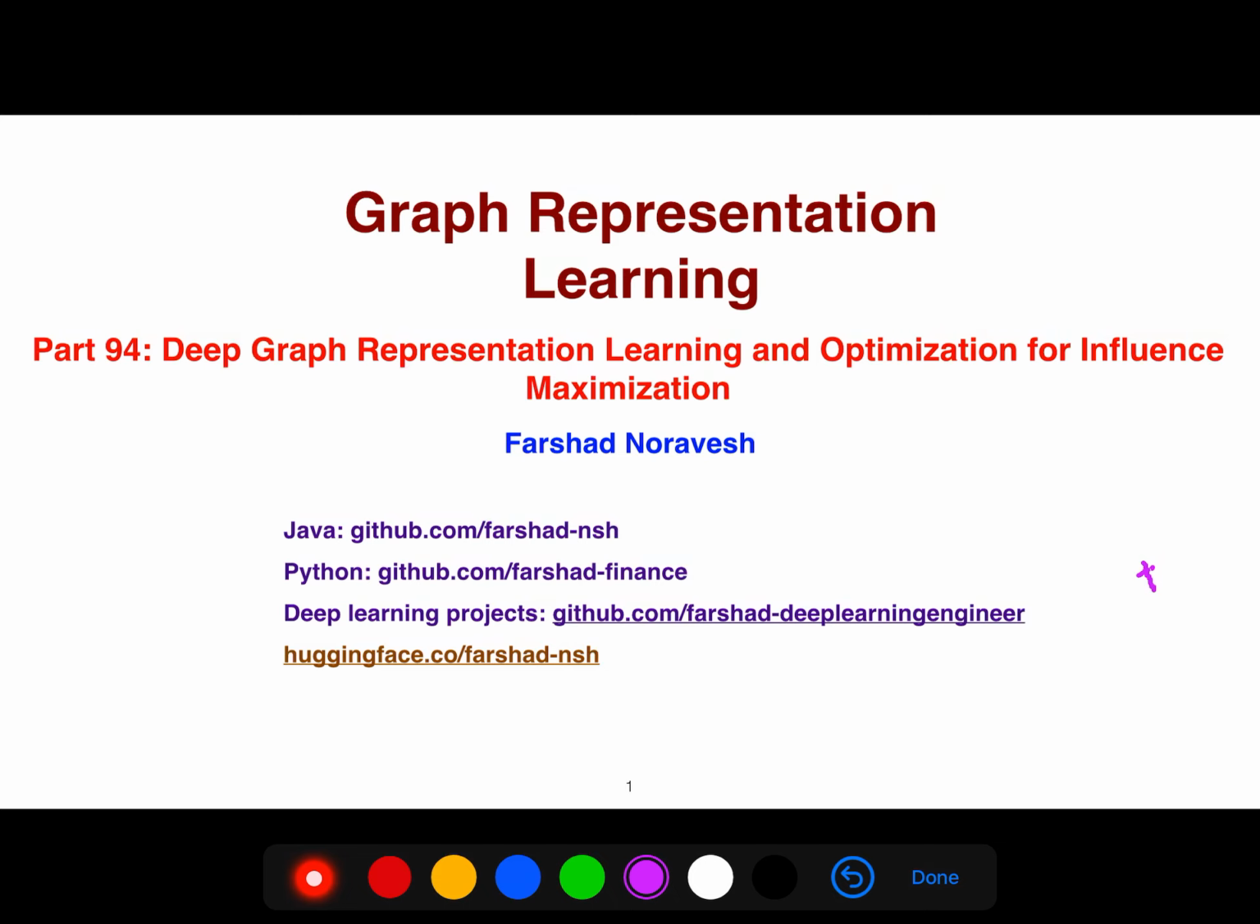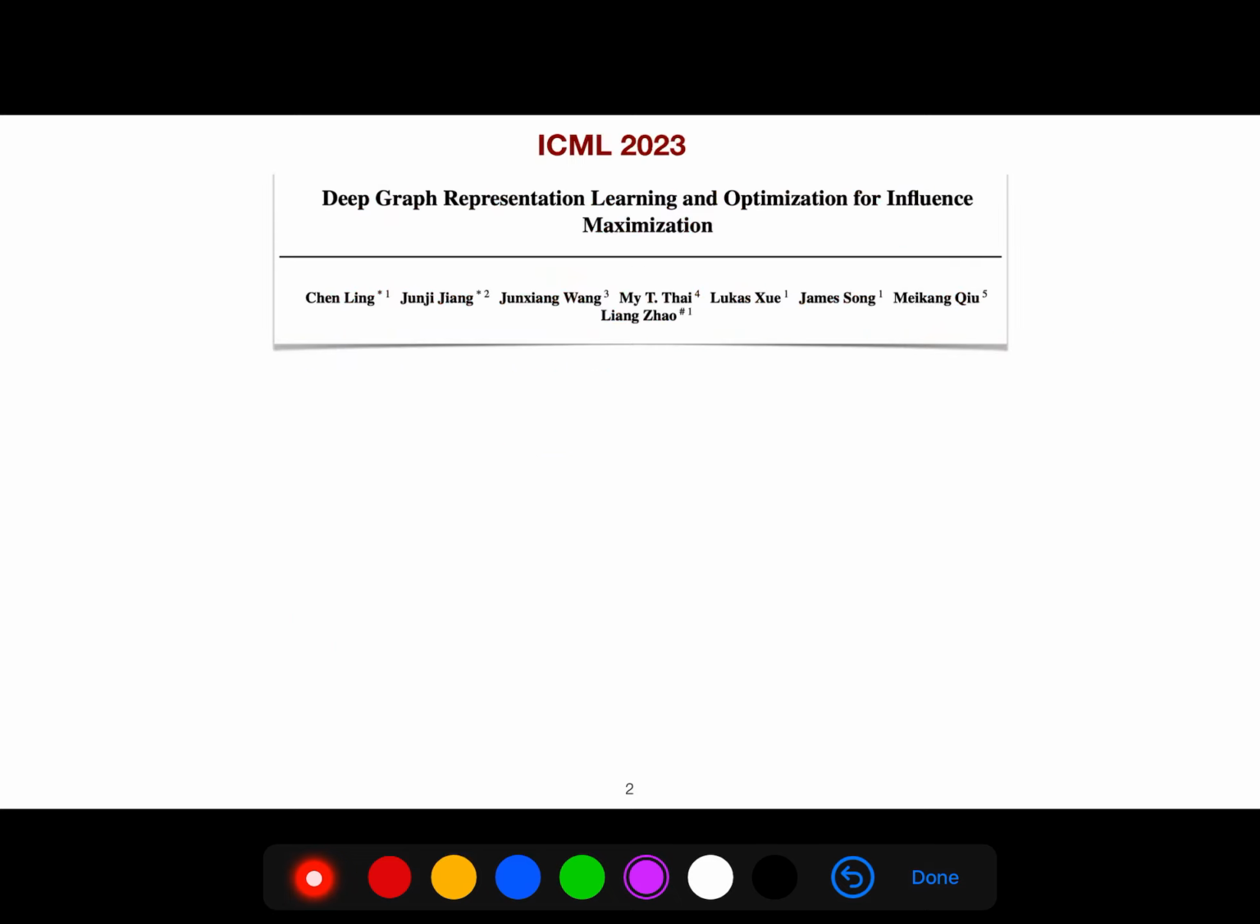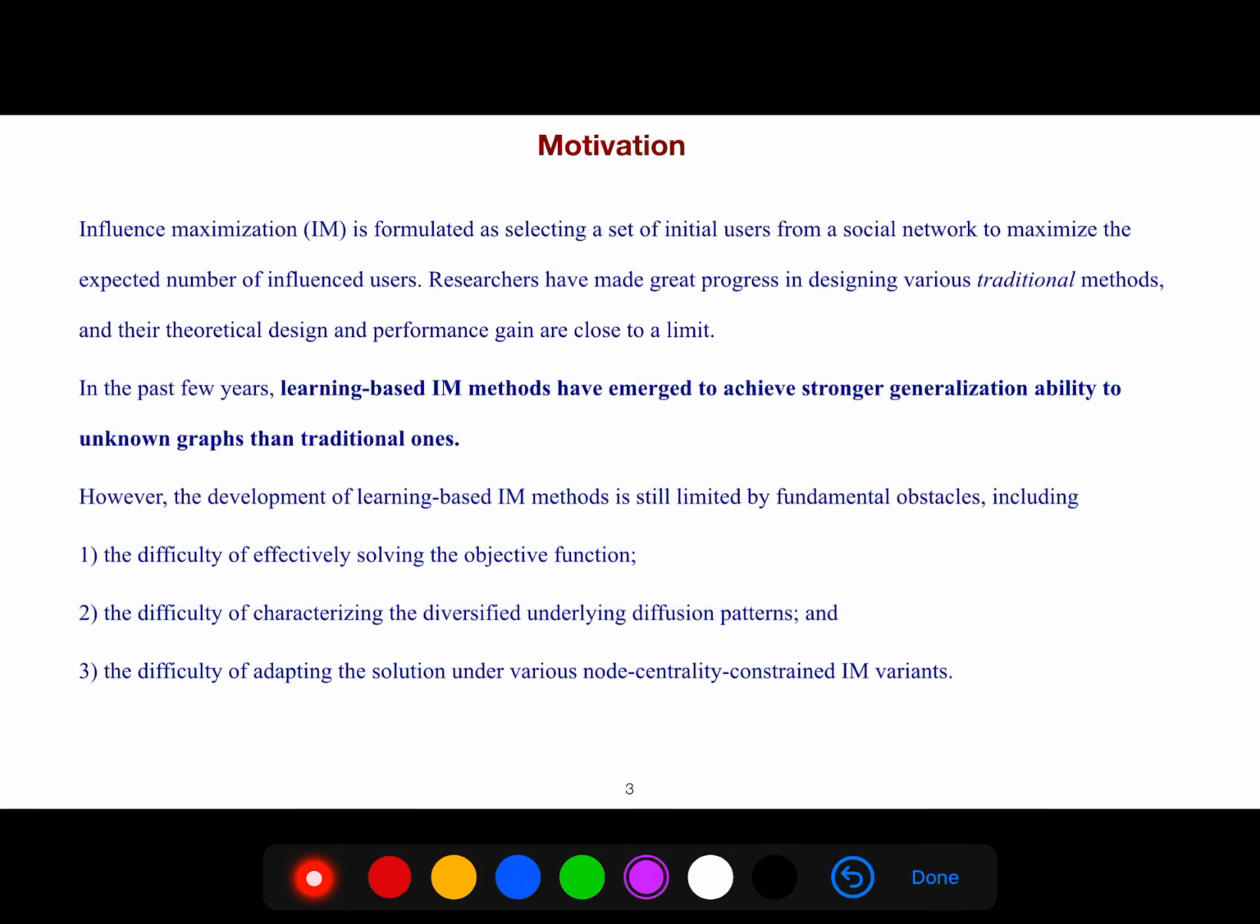Alright, so in this video I'm going to be explaining another important article with the title Deep Graph Representation Learning and Optimization for Influence Maximization. This ICML paper in 2023.